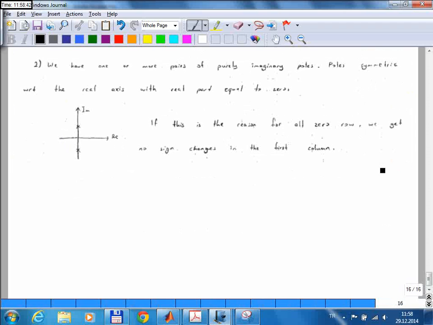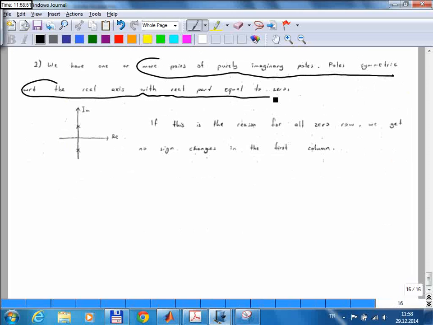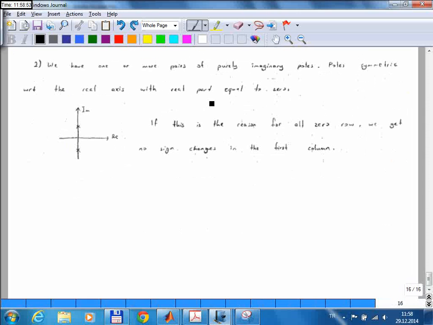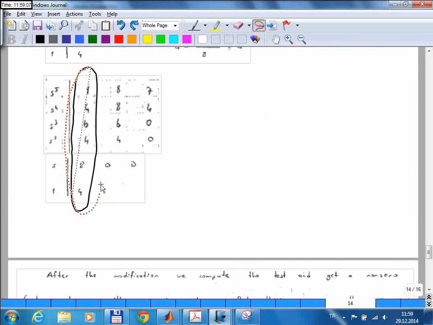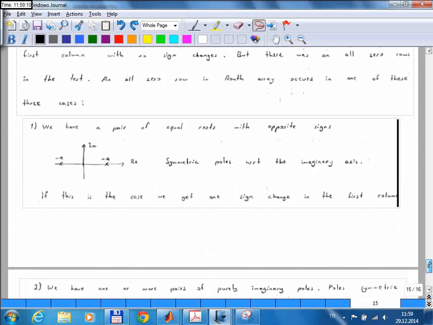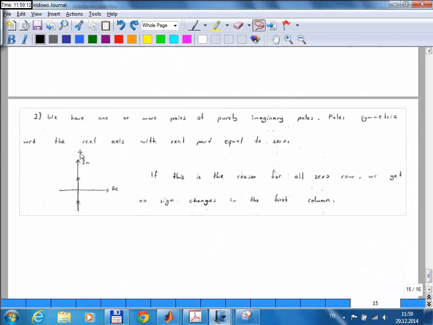The second case is there's one or more pairs of purely imaginary poles, which means poles symmetric with respect to the real axis with real part equal to 0. If this is the case, then there are no sign changes in the first column. So this is what we had really, right? Because in our example, after the modification, there was no sign changes in the first column. So according to this, we must have this situation, two purely imaginary poles.